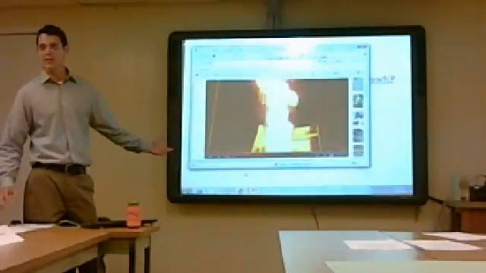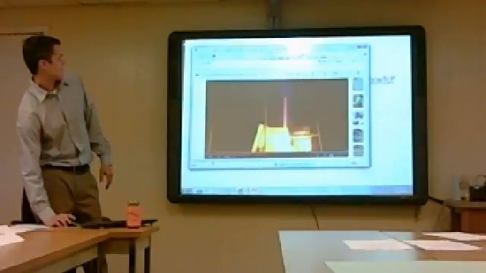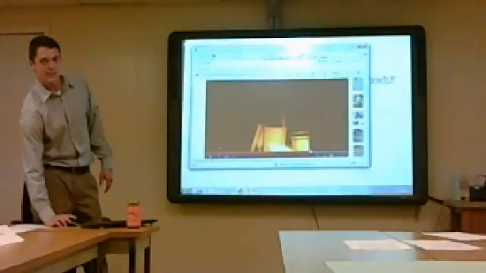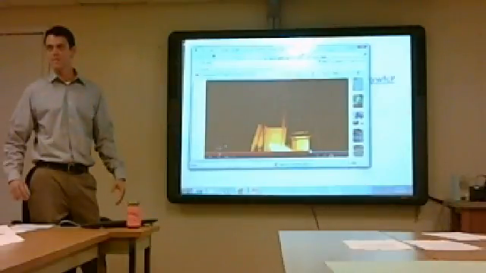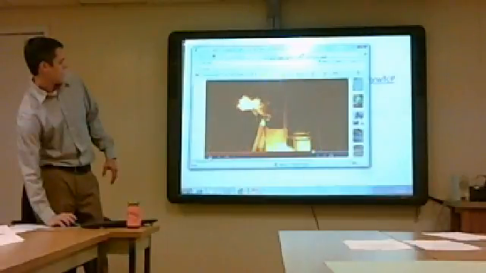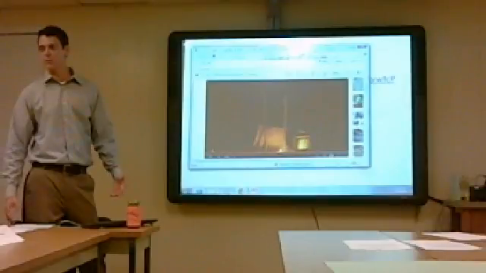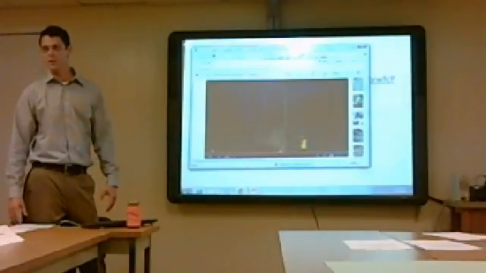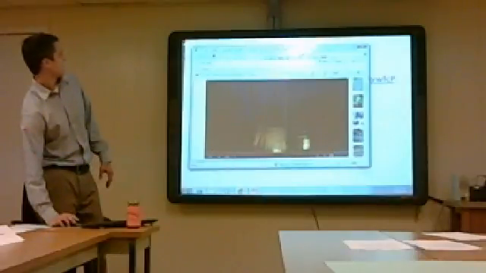Bam! That's just from pouring water on grease. I mean, look at that stuff going. It's popping and cracking and spraying everywhere. The grease is past its flashpoint. So, yeah, that's what happens if you have a grease fire and you pour water on it. That's bad news right there.